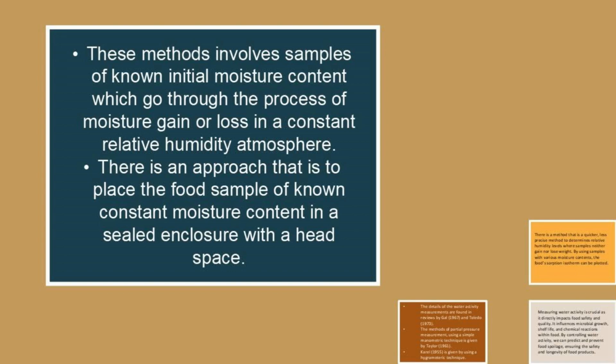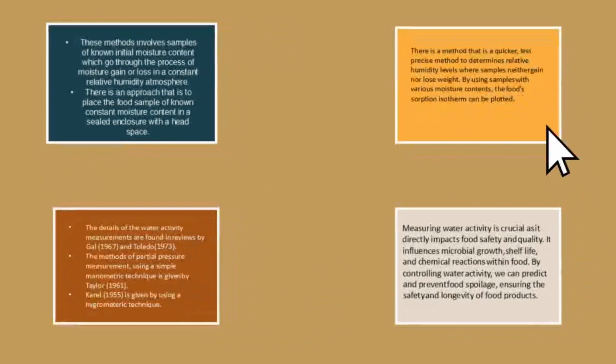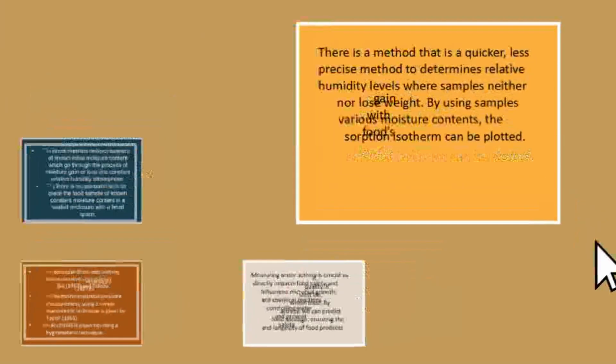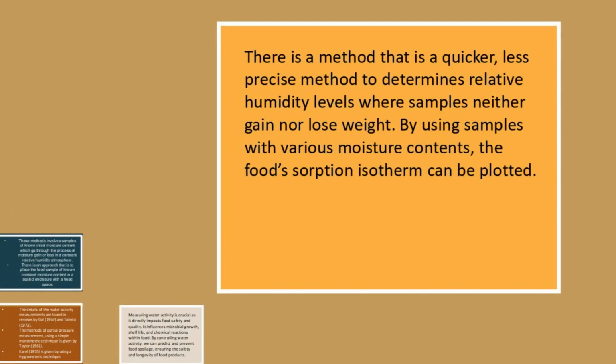There is an approach that is to place the food sample of known constant moisture content in a sealed enclosure with a headspace. There is a method that is a quicker, less precise method to determine relative humidity levels where samples neither gain nor lose weight. By using samples with various moisture contents, the food's sorption isotherm can be plotted.